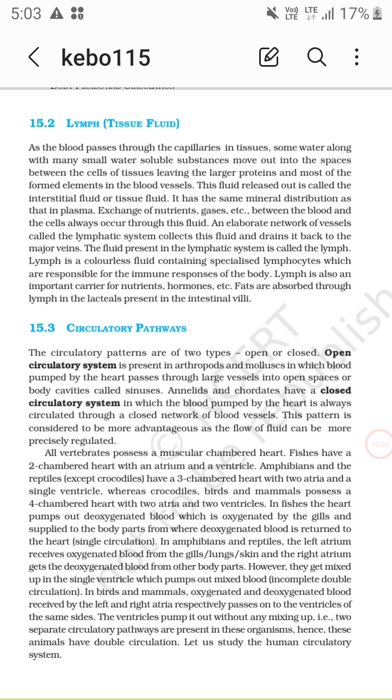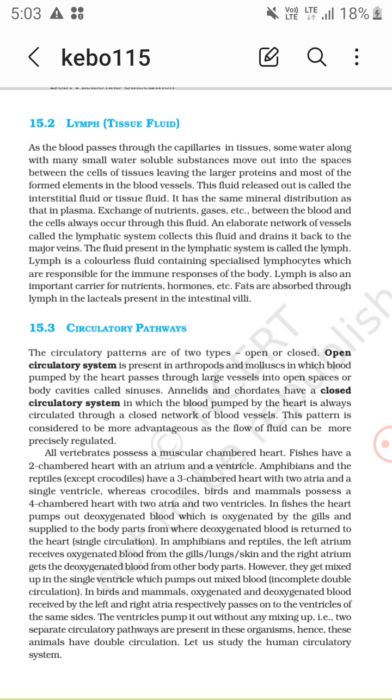Exchange of nutrients and gases between the blood and the cells always occurs through this fluid. An elaborate network of vessels called the lymphatic system collects this fluid and drains it back to the major veins.